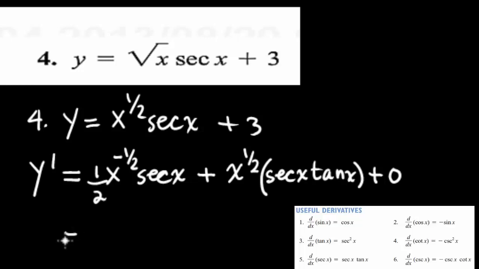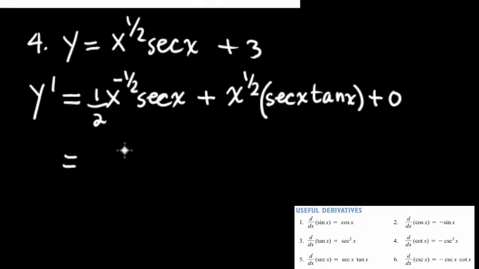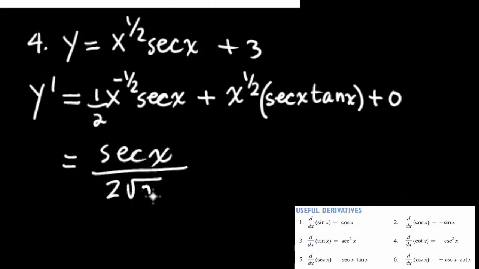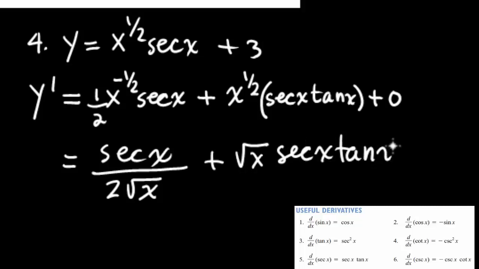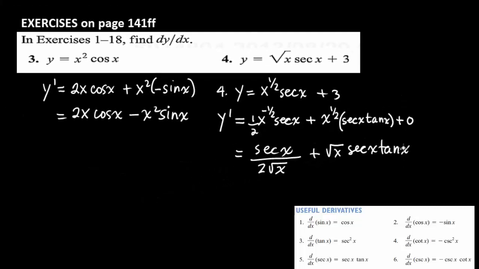And okay, so now we've got secant of x divided by 2 times the square root of x. Where did that come from? You bring down that exponent. Plus square root of x secant x times tangent of x. There we have it. We've used the product rule as well as the sum rule. That's why it's 0 there.